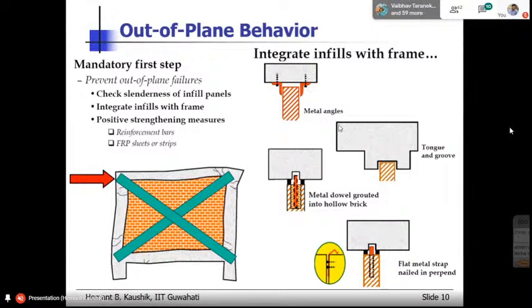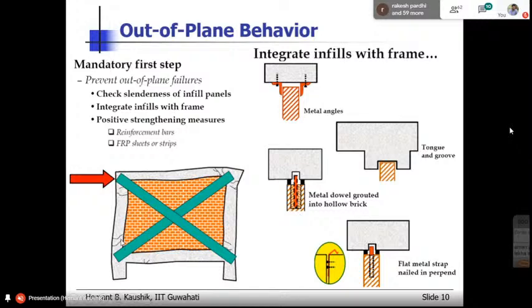The third method, which many countries follow because these types of structures look very nice, is a tongue and groove arrangement. They create in concrete such an arrangement where the infill wall can go inside. Now it cannot be done on both faces, right? It has to be done on one face, and on the other face you may provide the metal angles. Then there is metal dowel grouted into hollow brick. This is another possibility that people do.